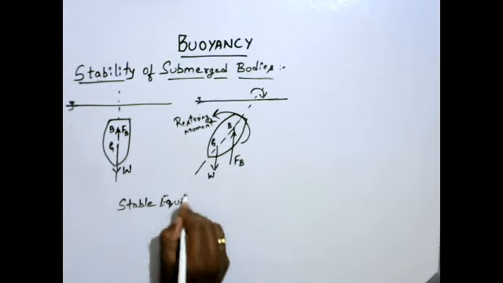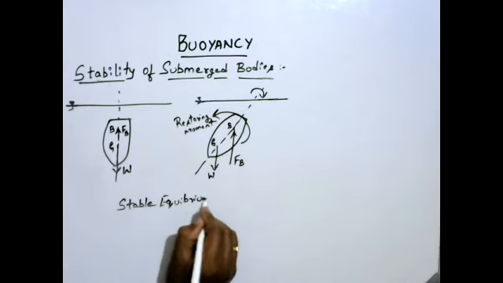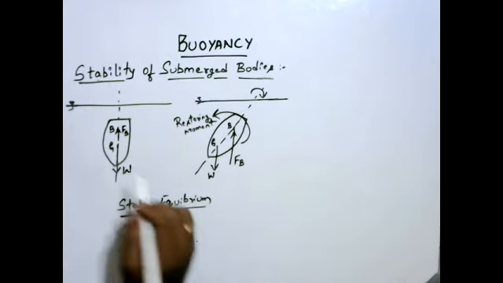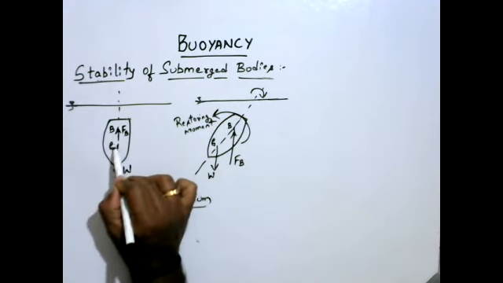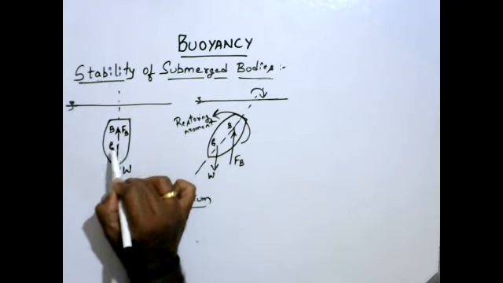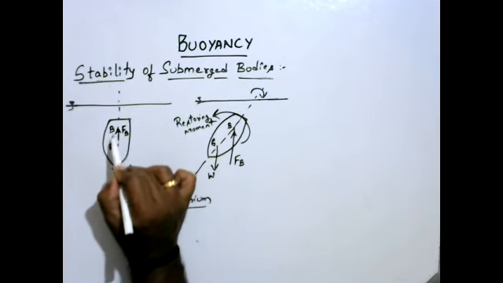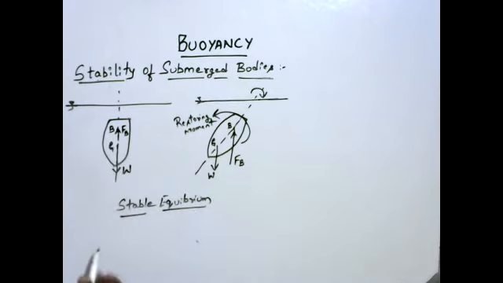This type of equilibrium usually occurs when the center of buoyancy of the submerged body is higher than the center of gravity, or the center of buoyancy is above the center of gravity. We call it a stable equilibrium.